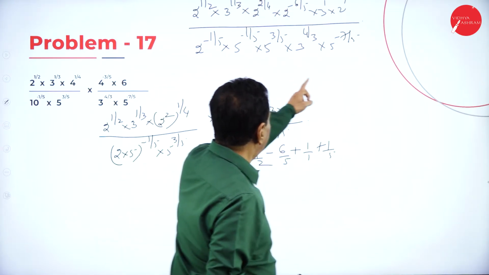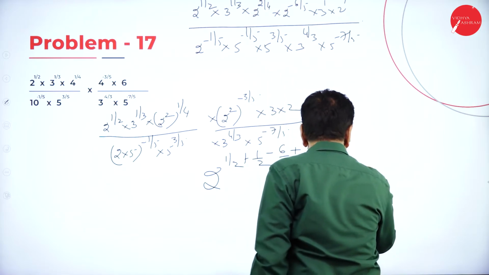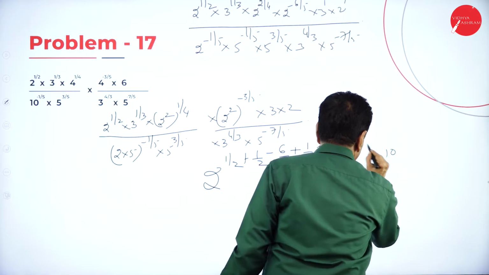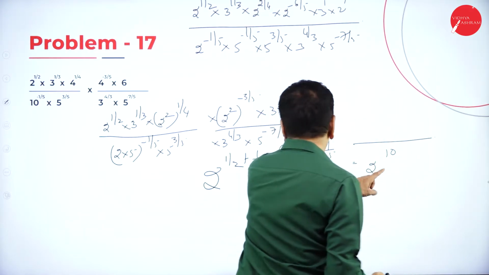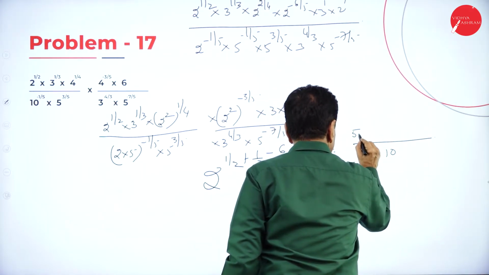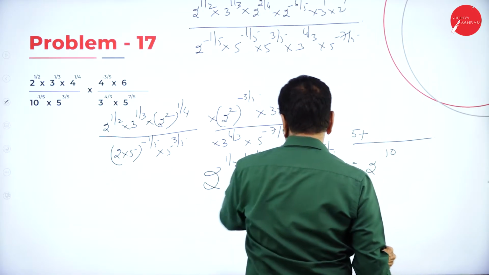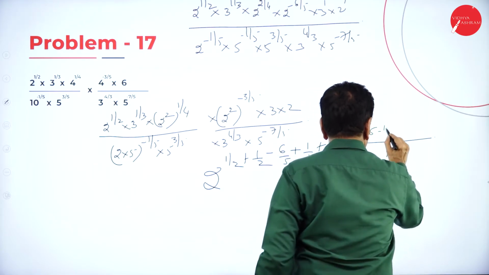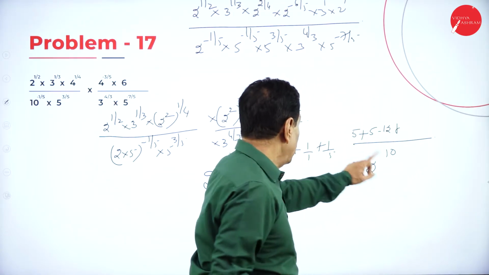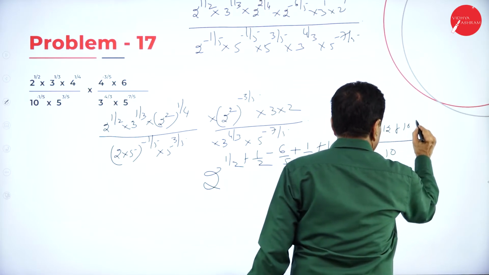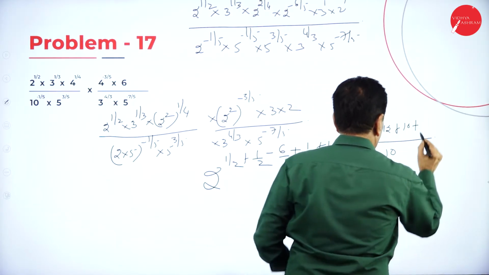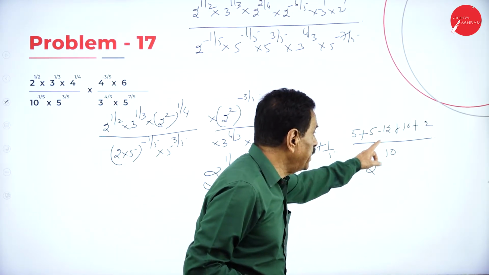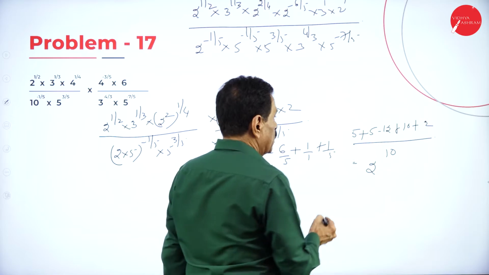Then any 2 is there? No. Simplify this. Here 2. You take the 10 as the LCM. 2 5s are 10, 5 1s are 5, 2 5s are 10, 5 1s are 5, 5 2s are 10, 2 6s are 12, 1 10s are 10, 10 1s are 10, 5 2s are 10, 2 1s are 2. So 5 plus 5 is 10, plus 2.